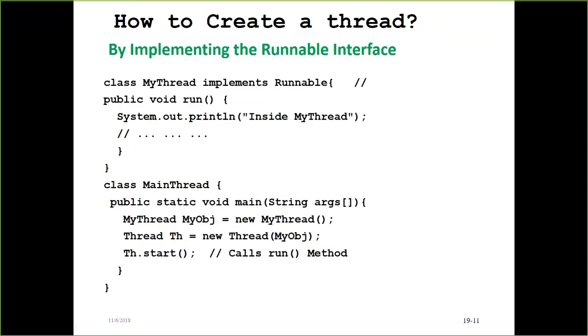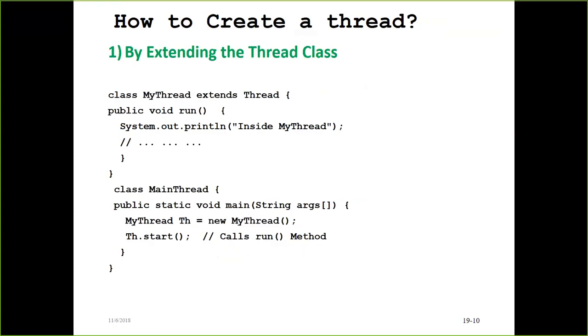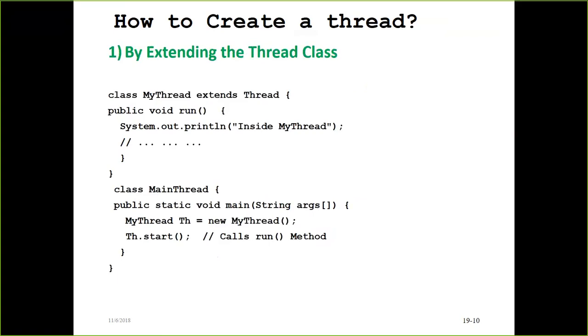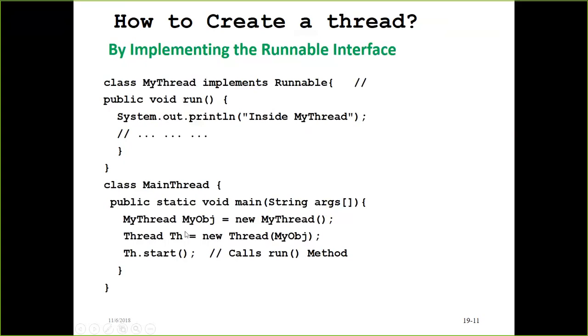But if we implement the runnable interface, then we write it this way: class MyThread implements Runnable, and then we have to implement at least the run method. There is a little difference between extending the thread class or implementing the runnable interface. I will explain that in the next class. But you see the program is a little bit different. If I have my thread th object, then we start directly with th.start, but here we have that extra line over here.